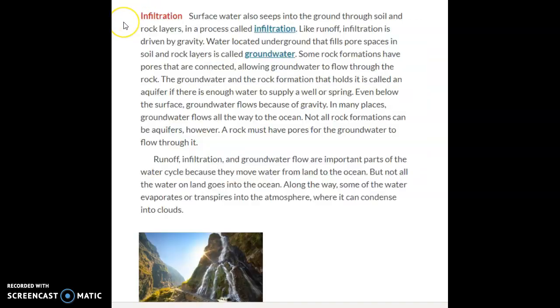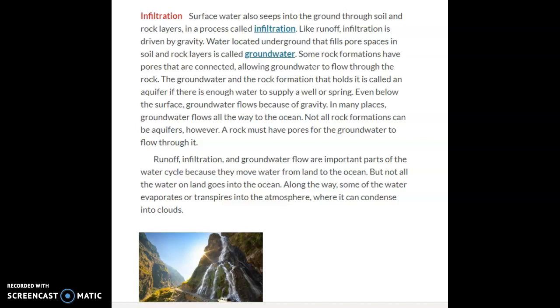Now we're going to look a little bit more closely at infiltration. So starting up here in the red, infiltration. Surface water also seeps into the ground through soil and rock layers in a process called infiltration. Like runoff, infiltration is driven by gravity. Water located underground that fills pore spaces, those are those holes in the soil. So that water is located underground and fills the pore spaces in soil and rock layers. This water is called groundwater.